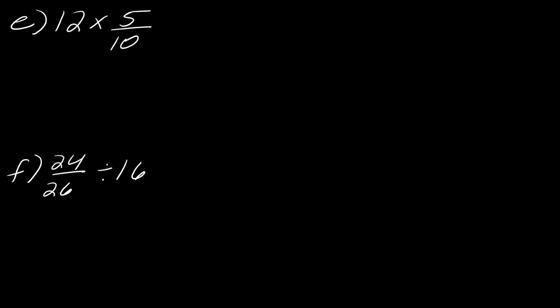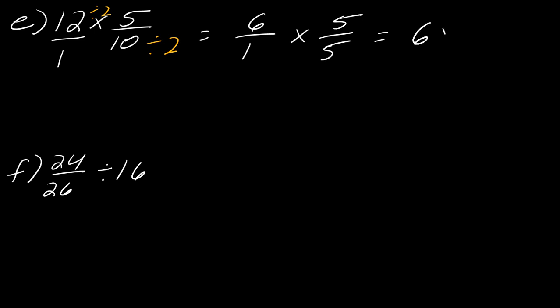Okay, so moving on to E here. So I've got 12 times 5/10. Well, I know that 12 is over an invisible 1. And I also notice 12 and 10 are both divisible by 2. So I'm just going to go ahead and divide those both by 2 so that this becomes 6 over 1 times 5 over 5. And 5 over 5 is actually just 1. So this whole thing just equals 6.